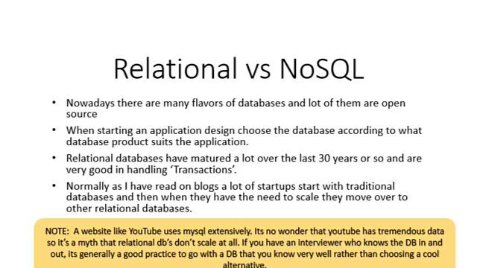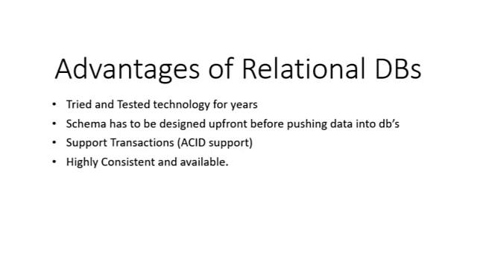NoSQL databases, on the other hand, are out of the box very scalable. For example, Cassandra. Now, the advantages of using a relational database. As I said, it's a tried and tested technology. The schema has to be designed upfront before pushing data into the DB. It has advantages as well as disadvantages. In certain cases, it suits the DB very well. It supports transactions, and it's highly consistent and available.